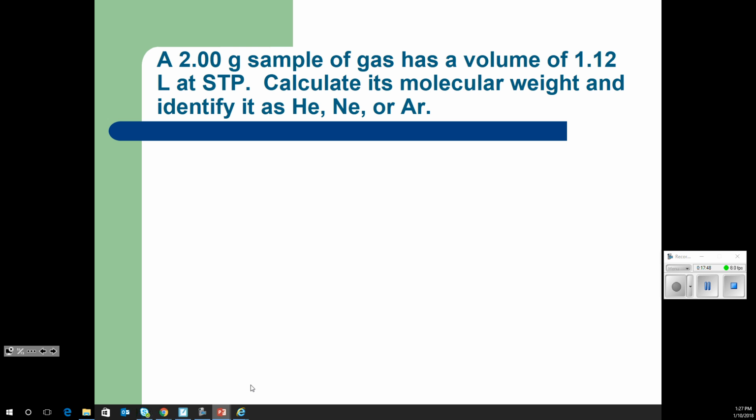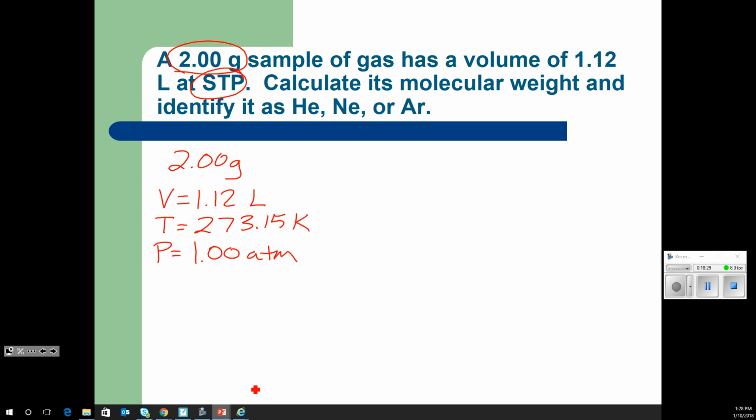Oh my gosh. Okay. Wait a minute. Grams. Okay, well, I'll put it down here, but I don't have a thing to assign it. A 2 gram sample of gas has a volume, I know what to do with volume, equals 1.12 liters at STP. What's STP? Standard temperature and pressure. What's standard temperature in Kelvin? 273.15 K, right? What is standard pressure? 1.00 atmospheres.